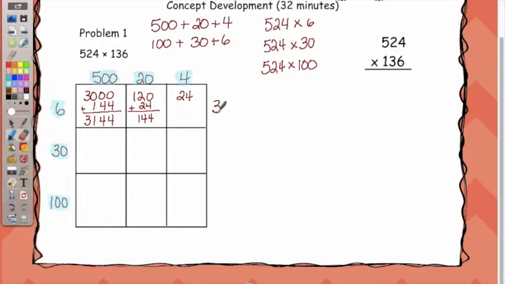So my first answer is 3,144. 3 times 5? 15. How many zeros? 3. 3 times 2? 6. How many zeros? 2. 3 times 4? Okay. So continue on the area model like that. Make sure you add across to get your partial products.